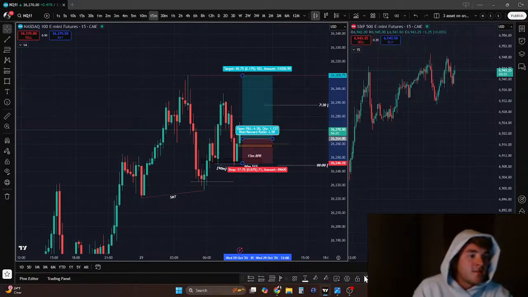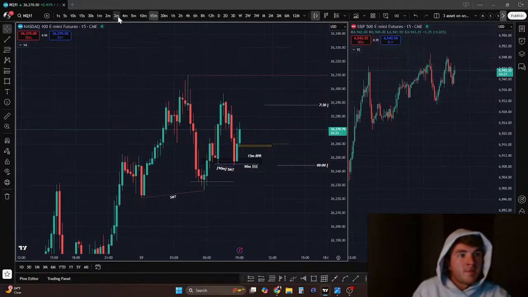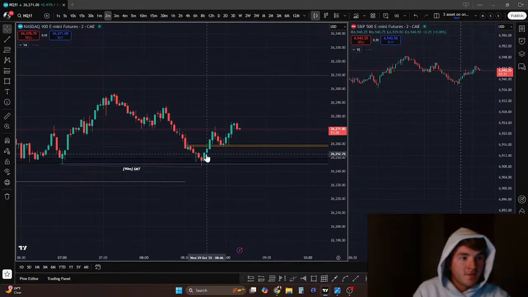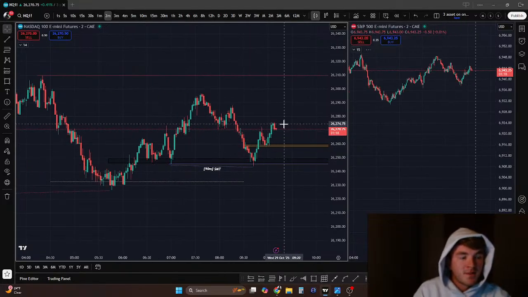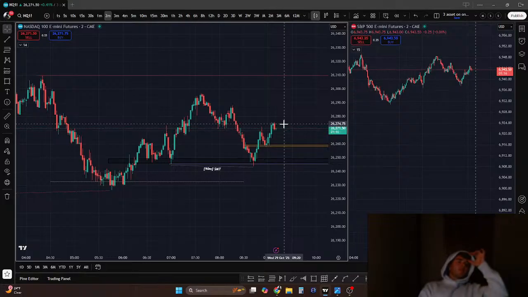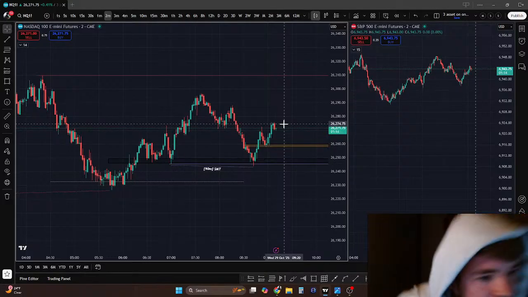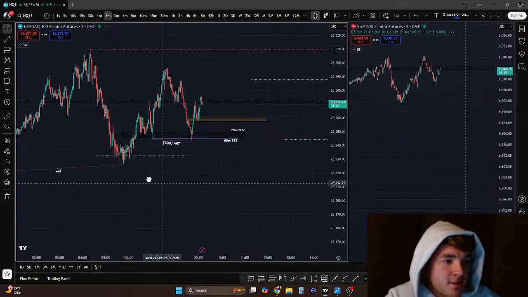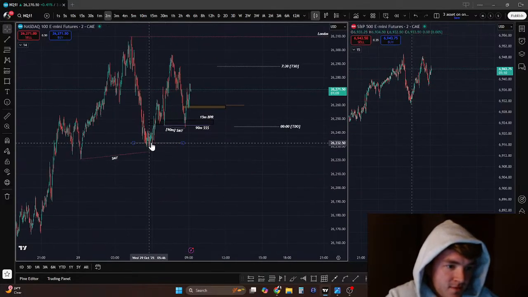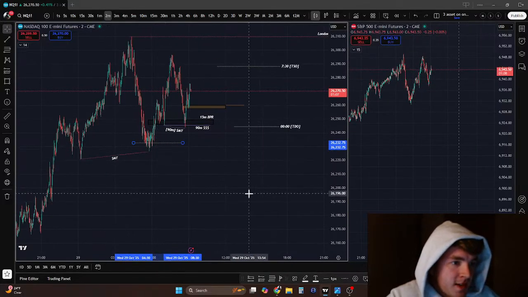Because once again, we do have that fair value gap below. If we came down to this fair value gap, it could be very, very nice. Let's maybe just be patient. We don't need to rush it. Kind of getting my bias set up, but I don't need to rush anything. All right. I know we took midnight.